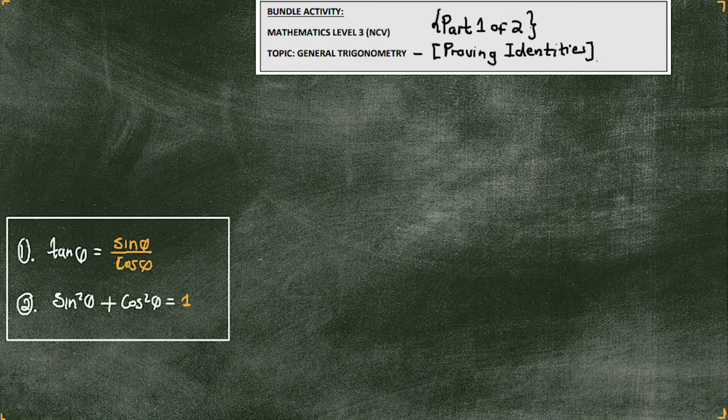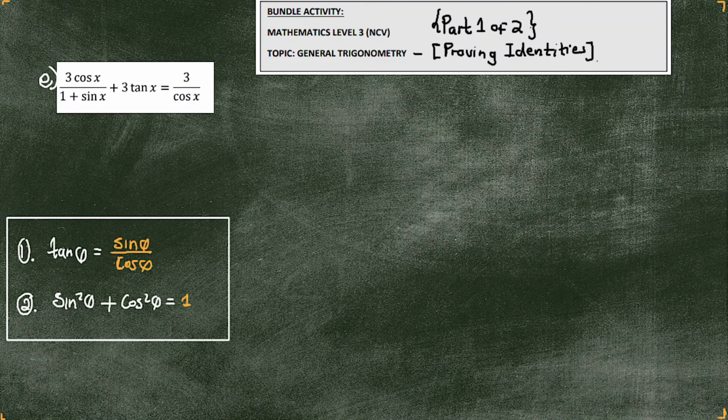Okay, next one, E. Let's go. So left hand side, you need to simplify. Left hand side, I have a 3 cos x over 1 plus sine x plus 3.